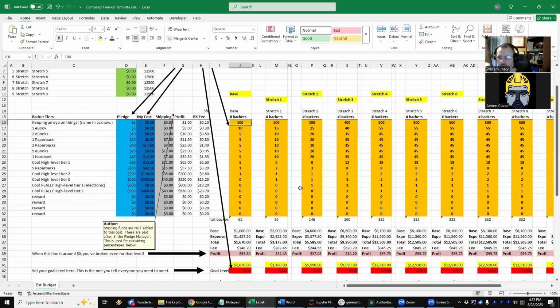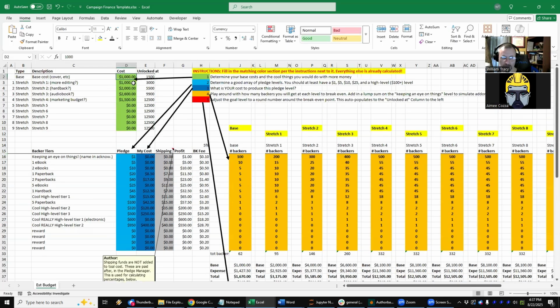So for this one, just to break even on this campaign, remember this is $1,000 for a book for basic production costs. I have $100 of more or less donations or add-ons. I have 10 people backing an ebook. I have 5 people backing 2 ebooks. I have 5 people backing a paperback. This would probably be lower. This would probably be like 2 or 3, because fewer people are going to back 2 paperbacks than 1 paperback. Think of that sort of logic. Realistically, again, I said your lower numbers are going to have more backers. Your higher numbers are going to have fewer backers.